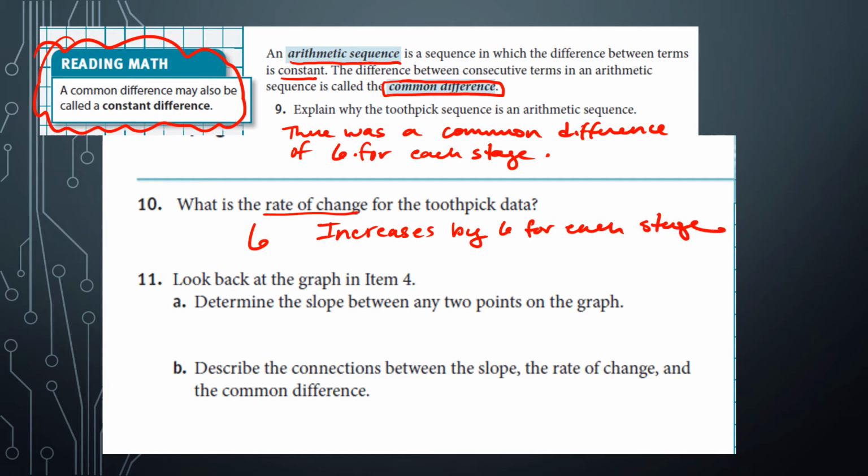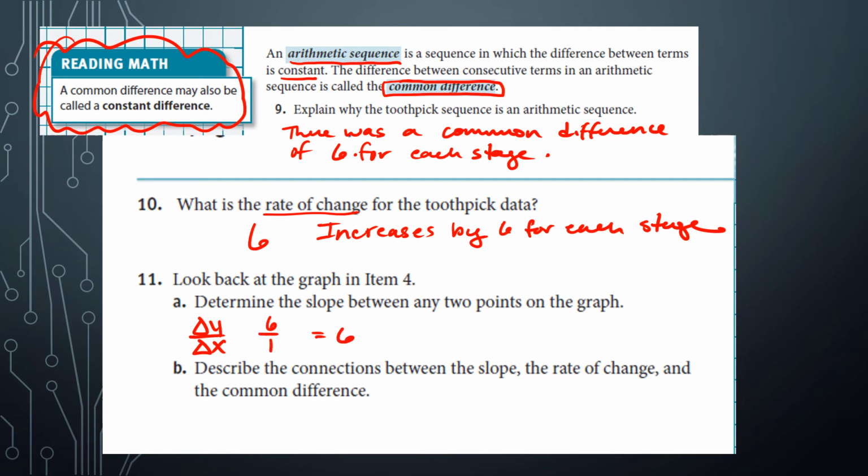Look back at the graph in item 4. So you'll have to look back at yours. I can see mine here on a book. So determine the slope between any 2 points on the graph. Now be careful with your scale. It might look like it's going up 1 over 1, but it's really going up 6 over 1. You could also use the table to see that. So the change in y over change in x between any 2 points on that graph, it's going up 6 every time we're going over 1.